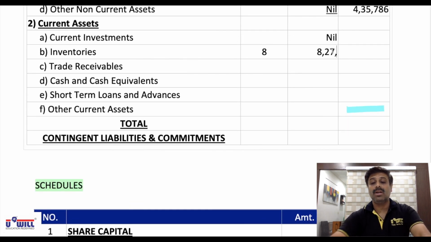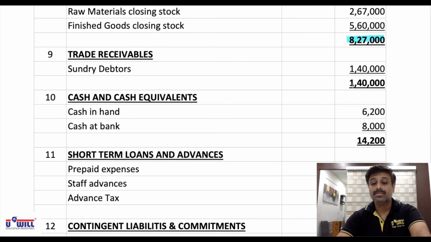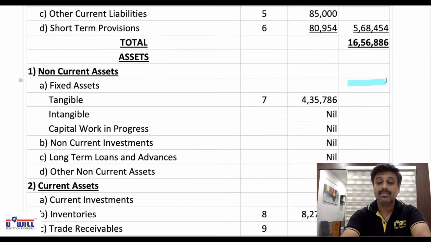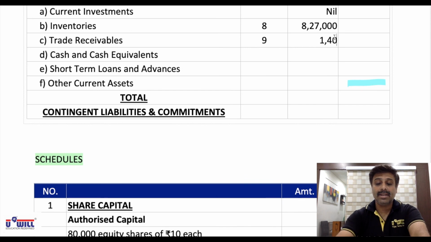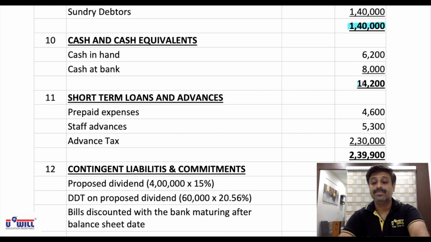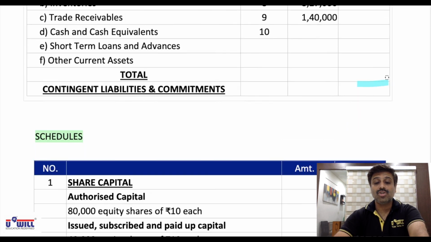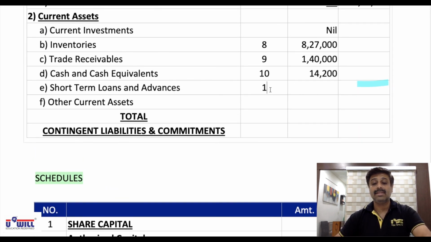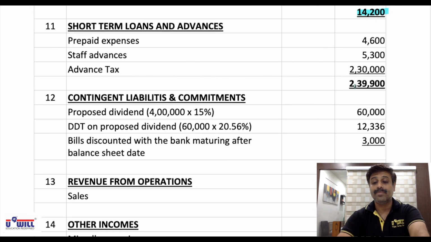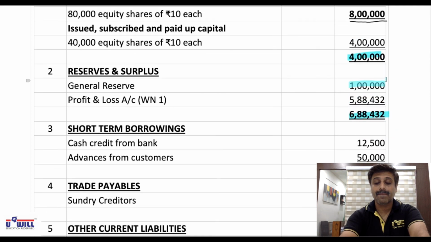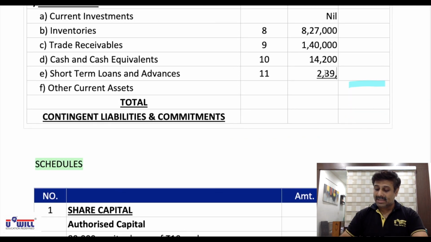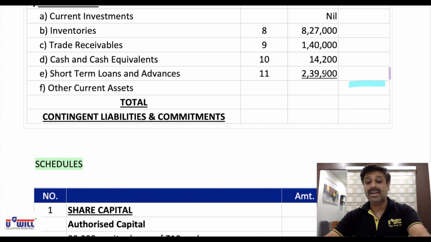Trade receivables from note number 9, that is 1,40,000. Cash and cash equivalents from note number 10, that is 14,200. Short-term loans and advances from note number 11, that is 2,39,900. Now total: 8,27,000 plus 1,40,000 plus 14,200 plus 239,900. That comes to 12,21,000.